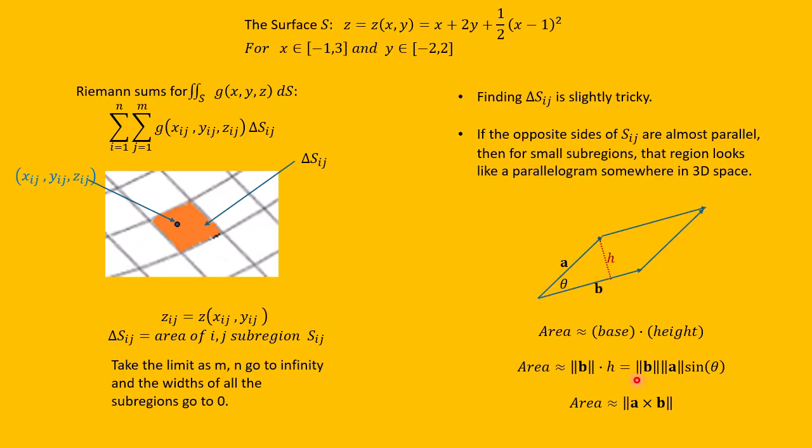But then, if you have the norm of a times the norm of b times sine theta, we can remember that that is equal to the norm of the cross product of the vectors a and b. So the area of this parallelogram is approximately the norm of a cross b. The area of this flat parallelogram actually would equal this, but we're doing an approximation of this thing that looks like a parallelogram but might be just slightly off. And so I'll use approximately equals here just to be safe.